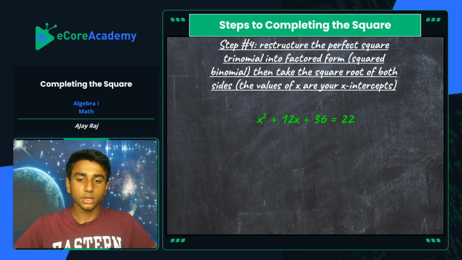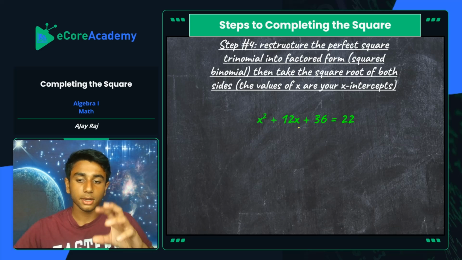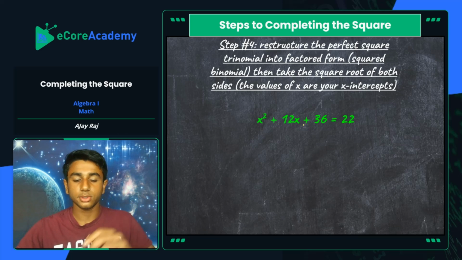So obviously we have this equation here, x squared plus 12x plus 36 equals 22. We added our b over 2 squared, our 36, to both sides. So the next thing we're going to do is factor this out. Remember, whenever it's a perfect square trinomial, that means you can write it as a binomial squared. That's always what a perfect square trinomial is. And how to make that, I just showed you. You take the b, divide it by 2, square it, and then add it to both sides of the equation.